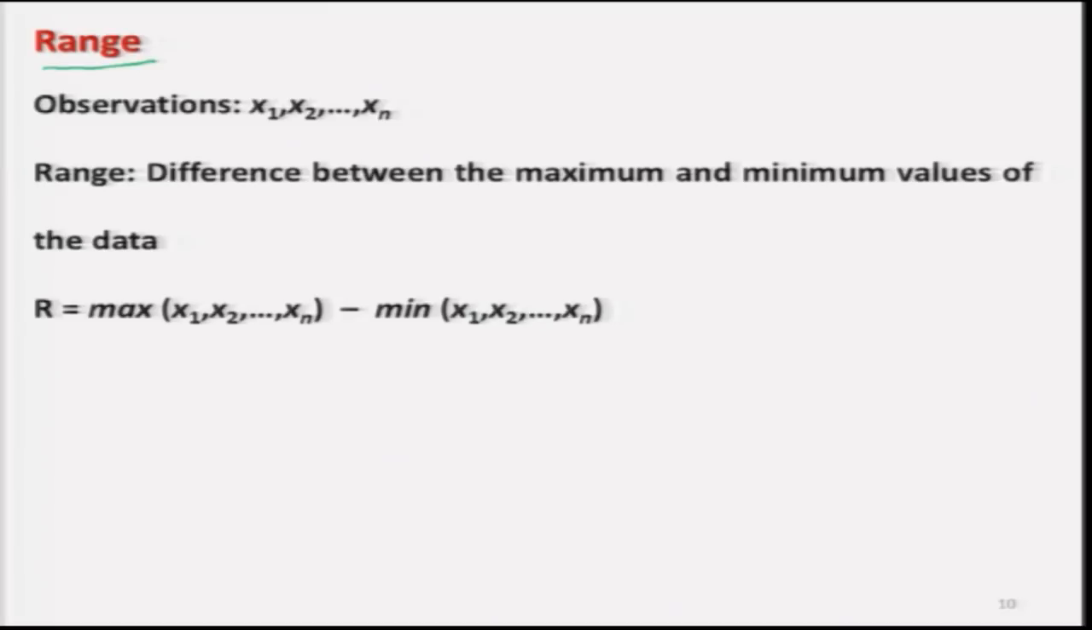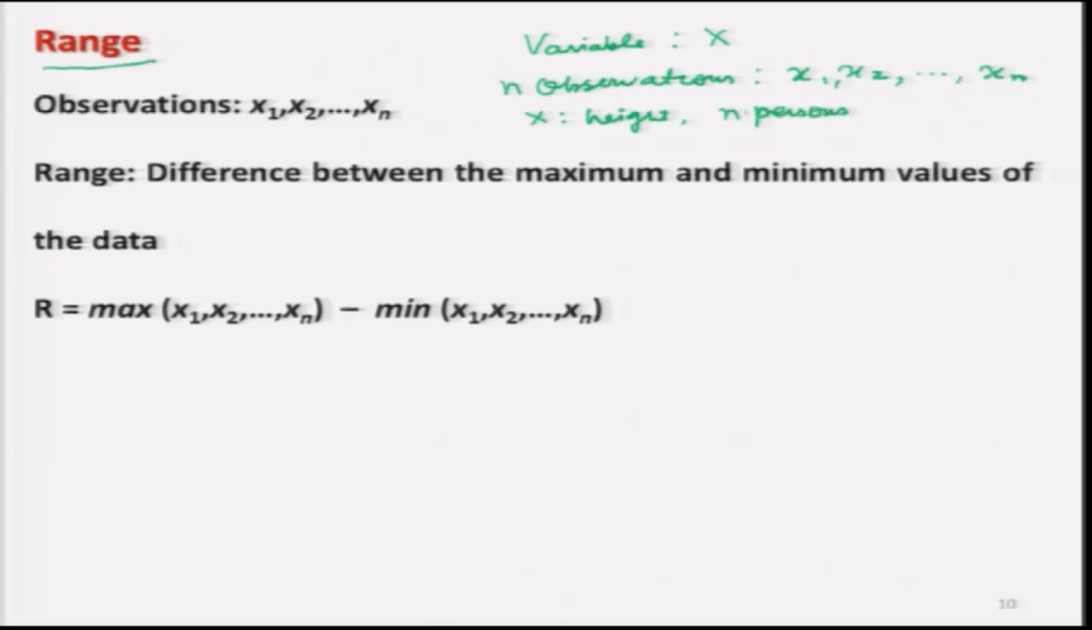Okay. So, now let us take the first topic, which is the range. First, I will assume, and that will be valid for all our other lectures, that I have a variable x on which we are collecting n observations, denoted by small x1, small x2, and small xn. For example, if x is height, then I collect data on the heights of n persons. The height of the first person is denoted by small x1, of the second person by small x2, and of the nth person by small xn.